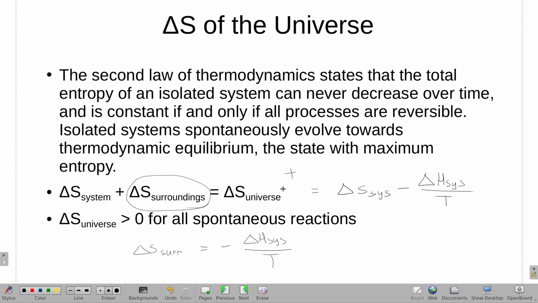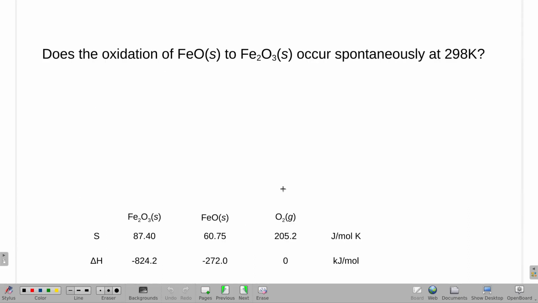So what this translates to for us is we actually can use tabulated values from the back of the book to decide if a chemical process is spontaneous. Alright, so let's see what that looks like to actually do it. So we're going to do this particular oxidation. We're going to take FeO, turn it into Fe2O3, and figure out if it's spontaneous.